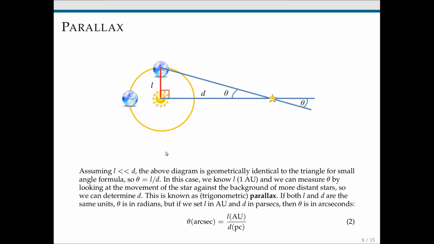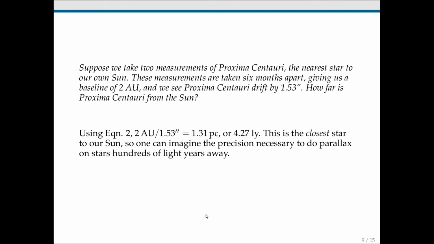From equation 2, you should see that this gives a bigger angle for any given D. Bigger angles are easier to see, try this with your own eyes, making it easier to determine larger distances. Let's do a quick example.